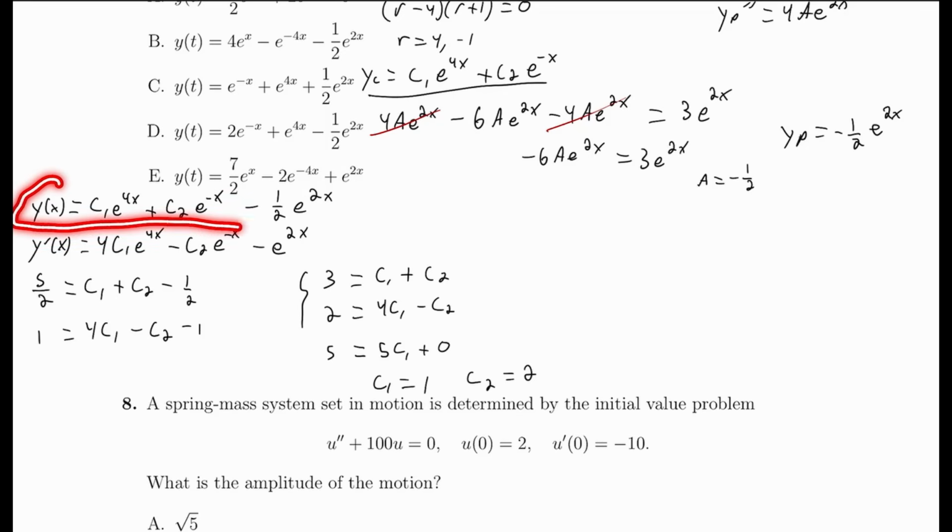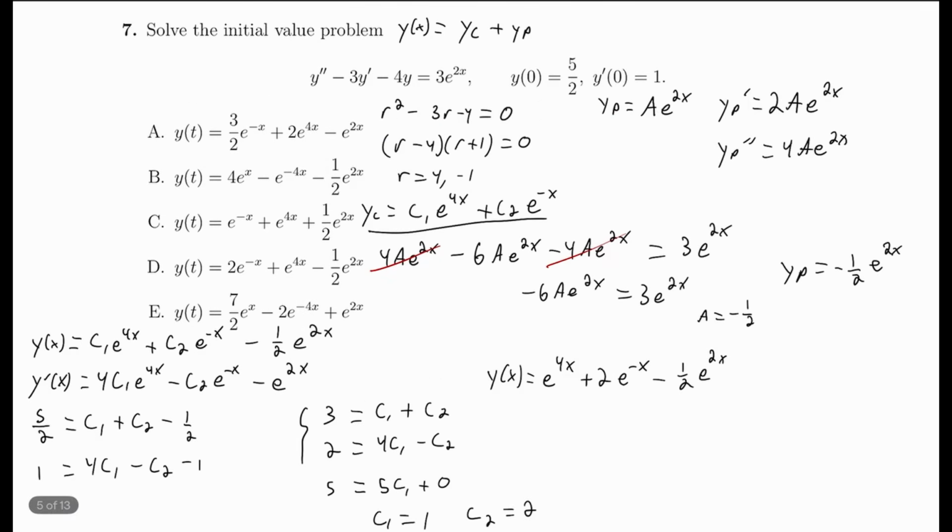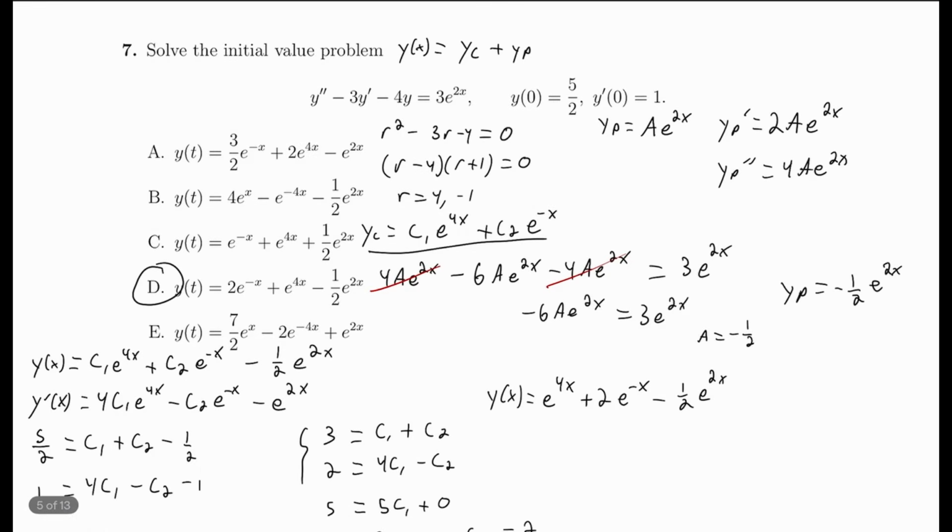We'll take this now and plug into our general form here and get that y of x is equal to c1 is 1, so e to the 4x, plus c2 is 2, e to the negative x, minus 1/2 e to the 2x. We can go ahead and check that against our different options for solutions here, and we'll see that this matches choice D here. So this is your final solution to this non-homogeneous initial value problem.